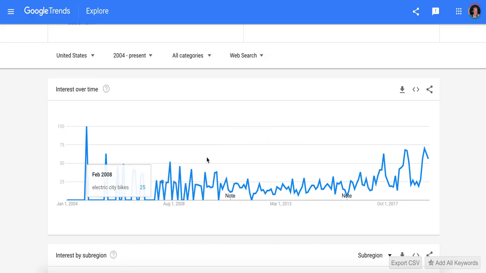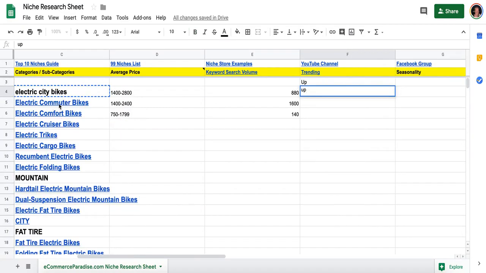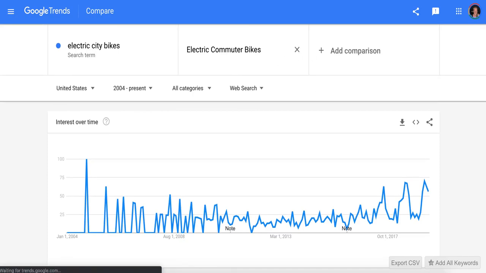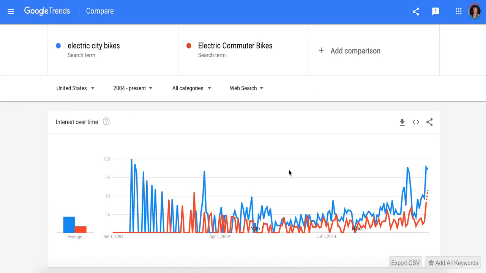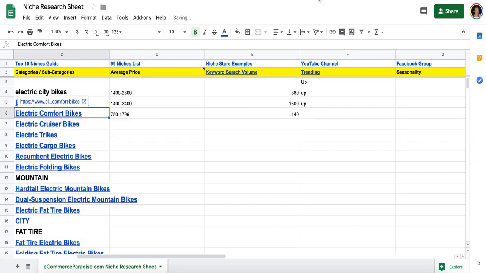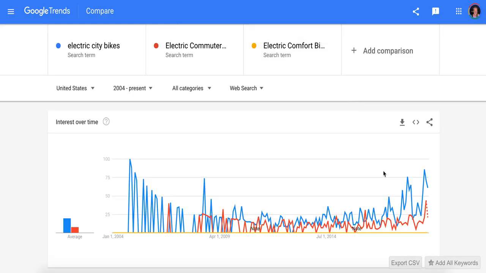Electric city bikes are definitely trending up. So put that there. Commuter bikes have a bit more search volume, so maybe we can compare the two. We certainly can, but still a little bit less. But generally speaking, it's still trending up, which is great. And the last one, electric comfort bikes. I doubt there's going to be a whole lot of data on that, but we'll see.